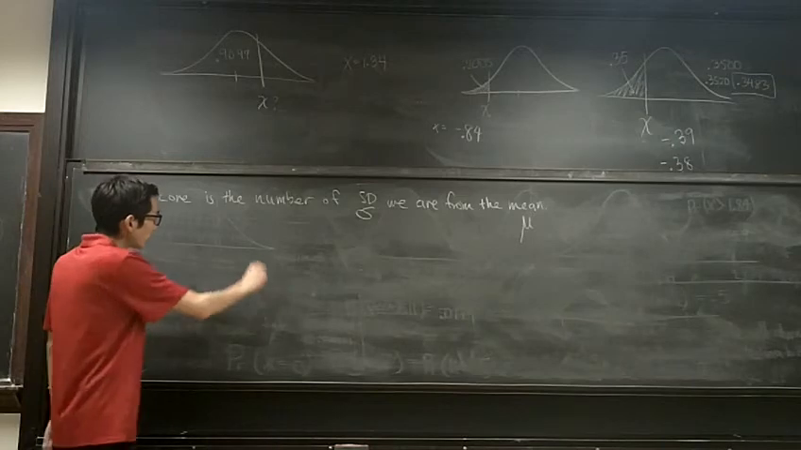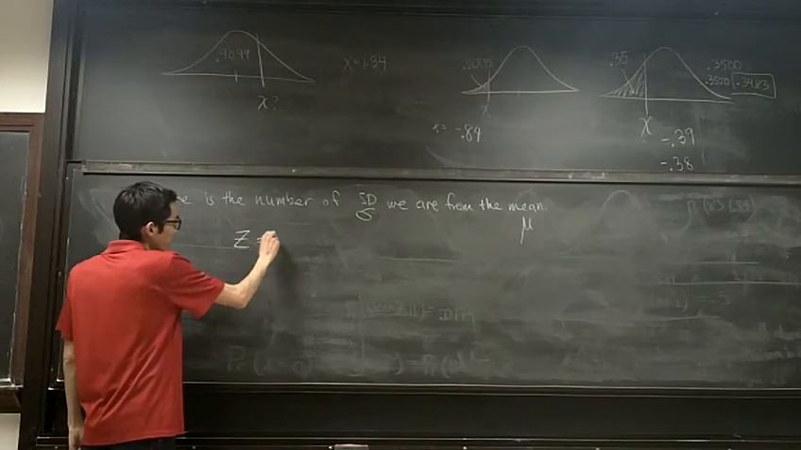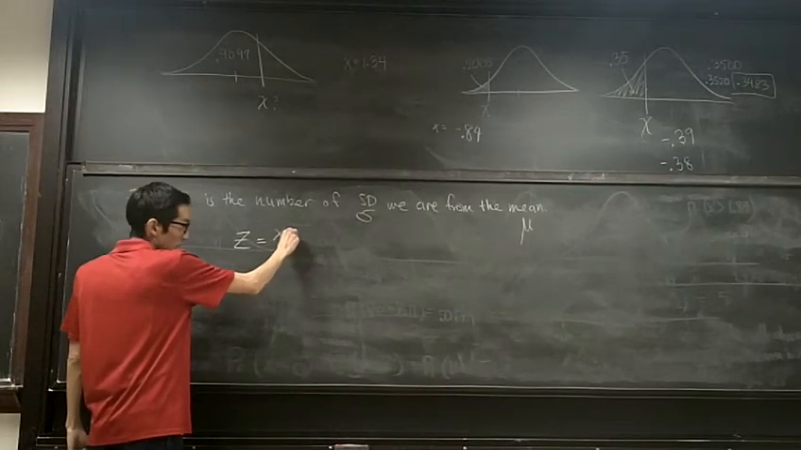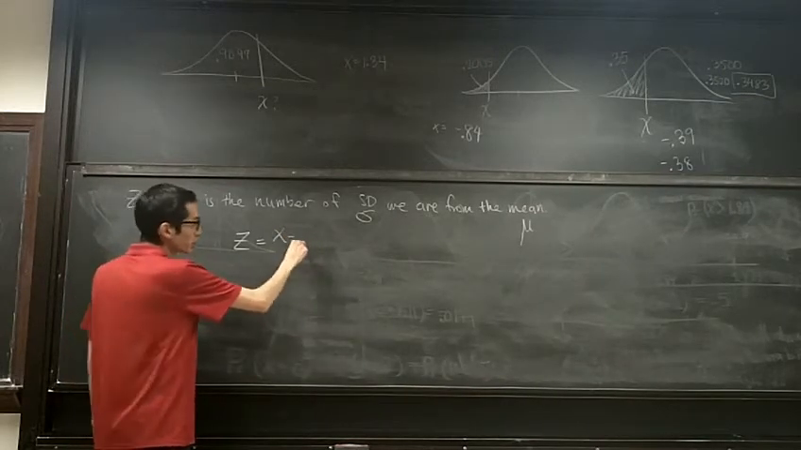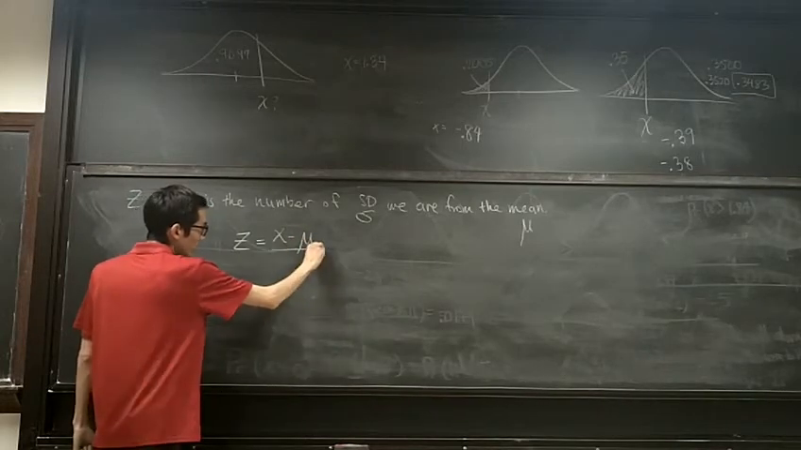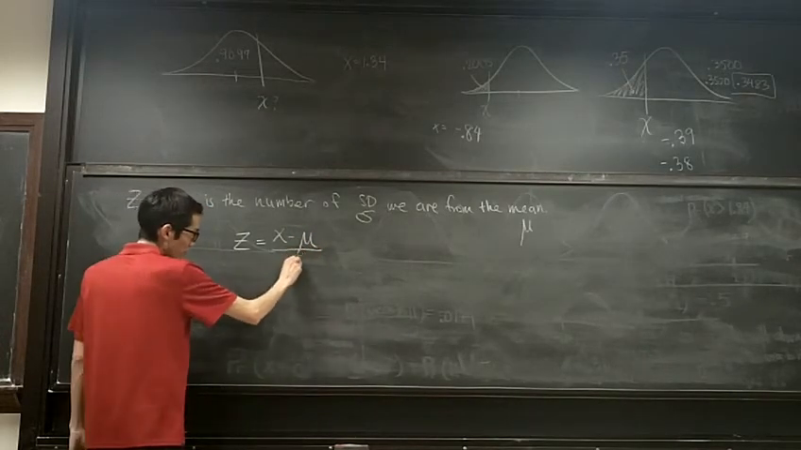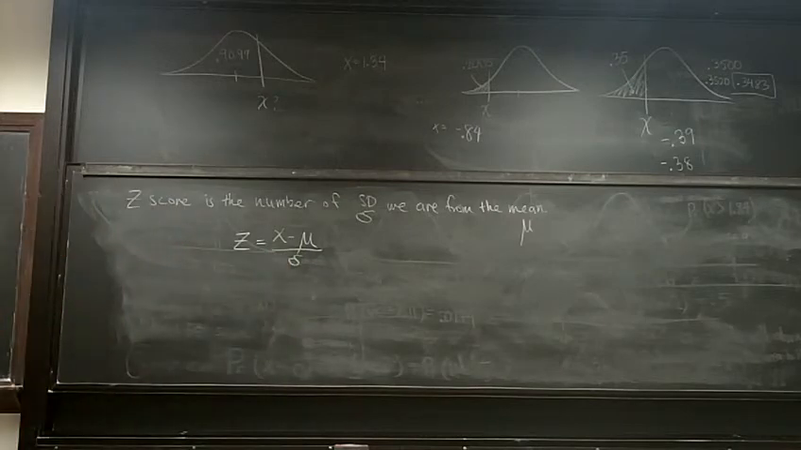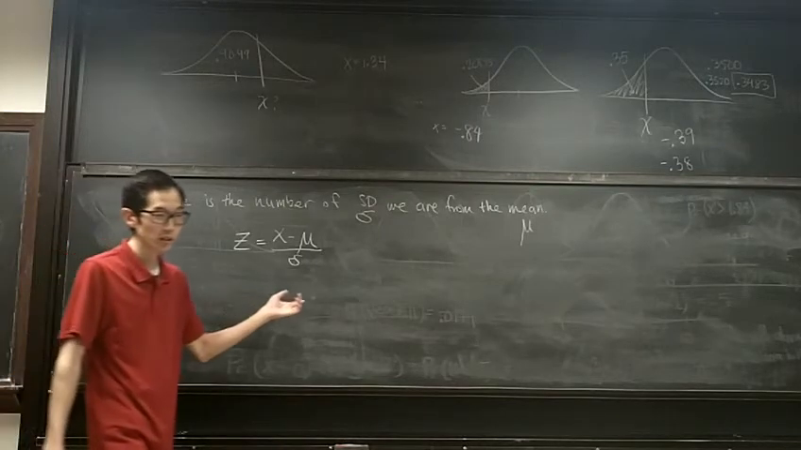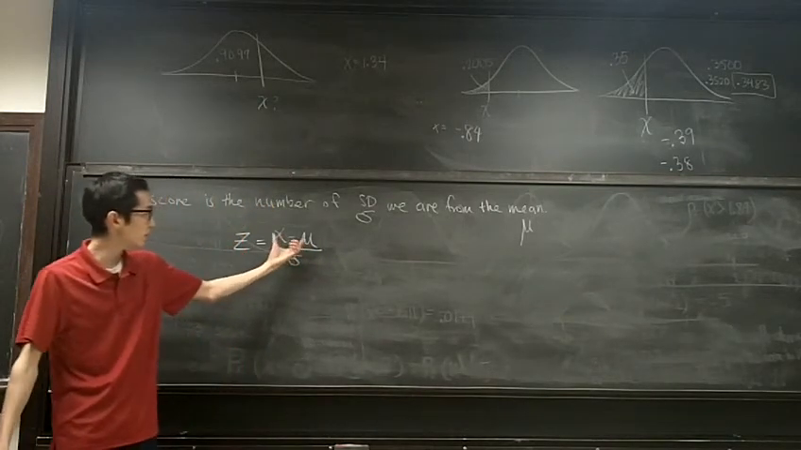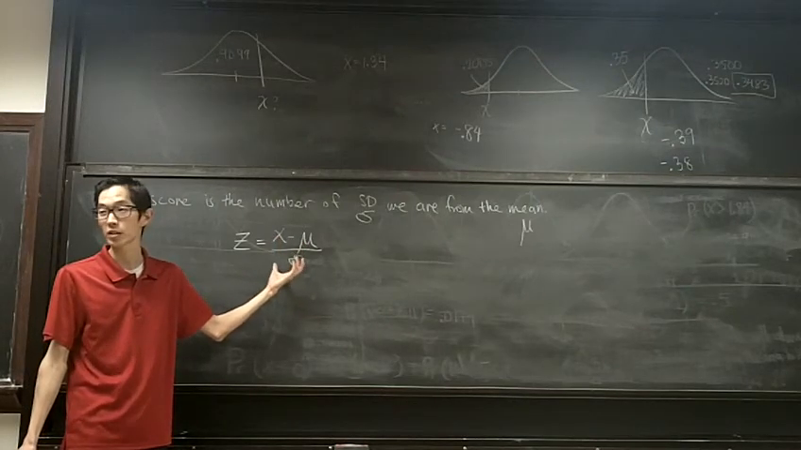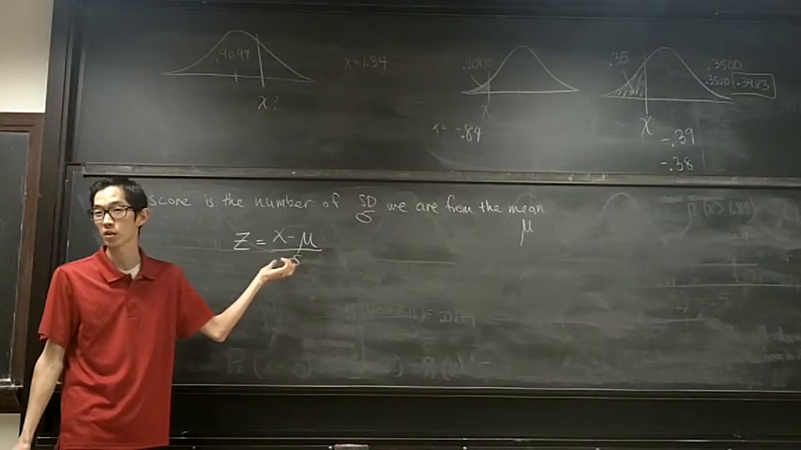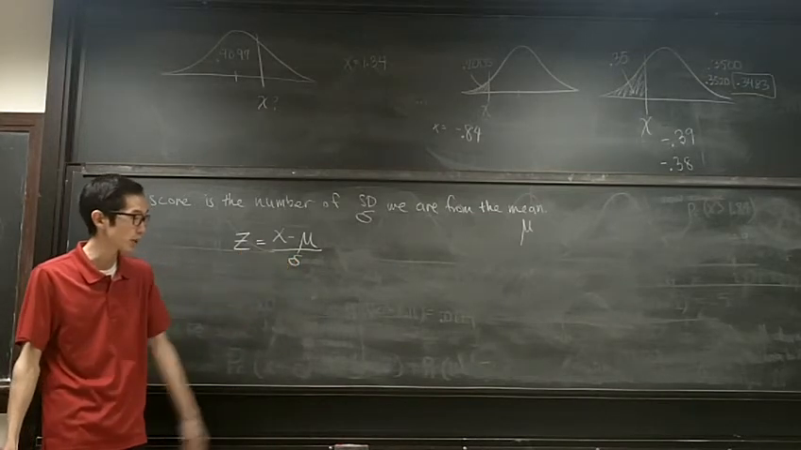To figure out our z-score, we say z is equal to x minus the mean, which used to be x bar but is now mu, divided by sigma. It's still x minus the mean over sigma. The part on top gives you how far you are from the mean. Dividing by sigma tells you how many standard deviations you are from the mean.